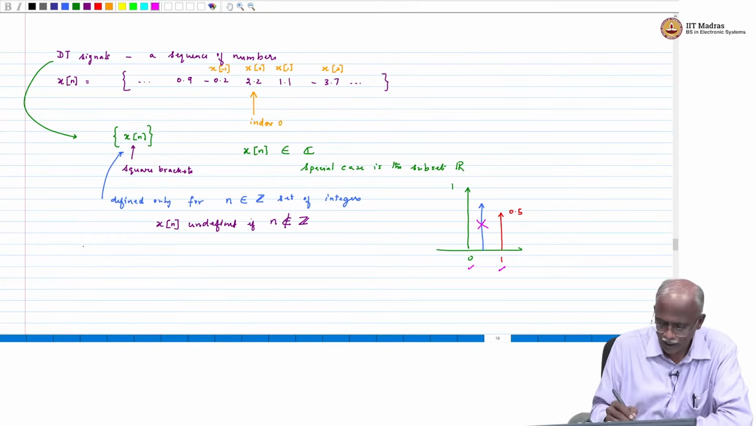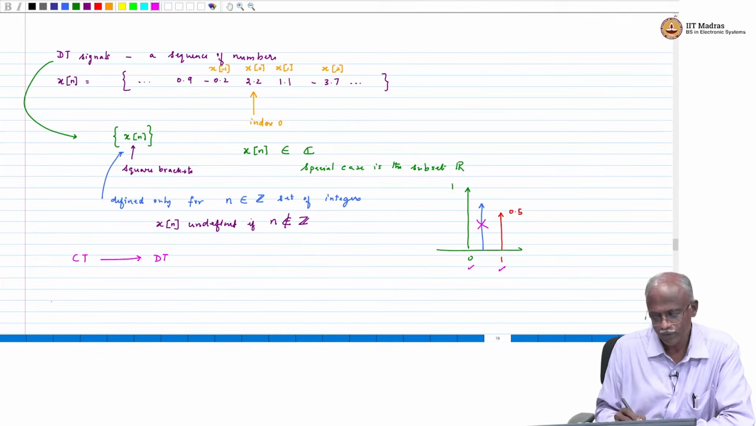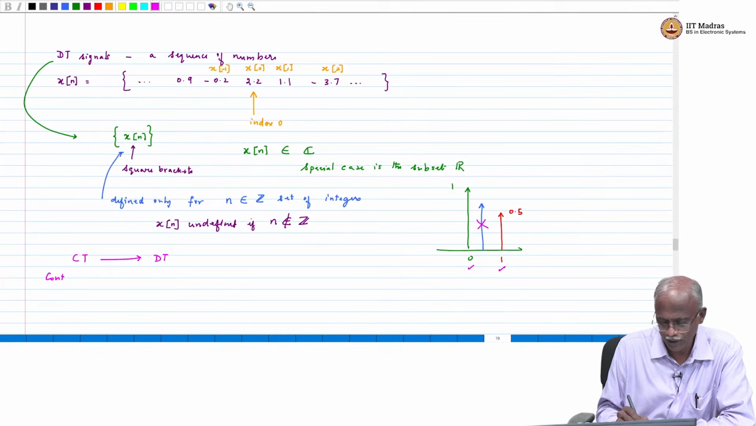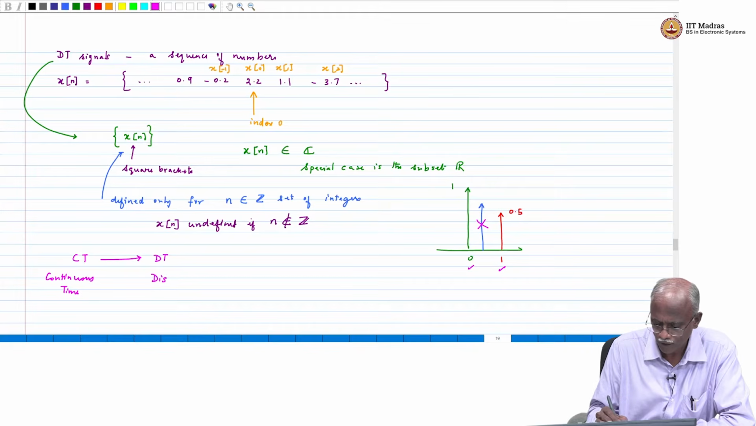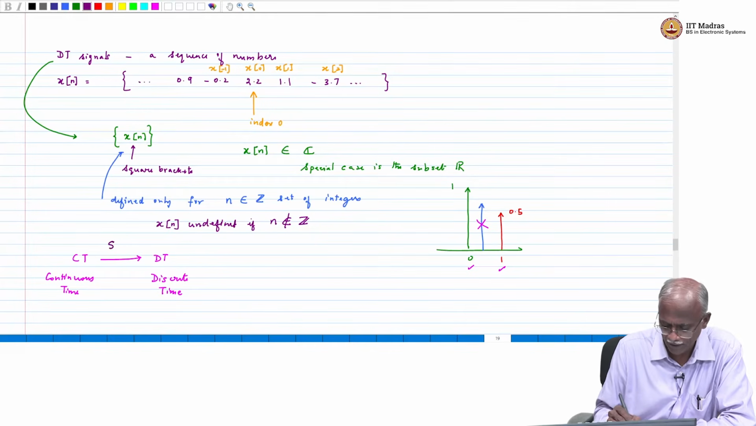So, how did we go from a continuous time signal to a discrete time signal? Okay, so this is from continuous time to discrete time. How did we go from here to here? It is through a process called sampling. And to be very precise, it should be called uniform sampling.